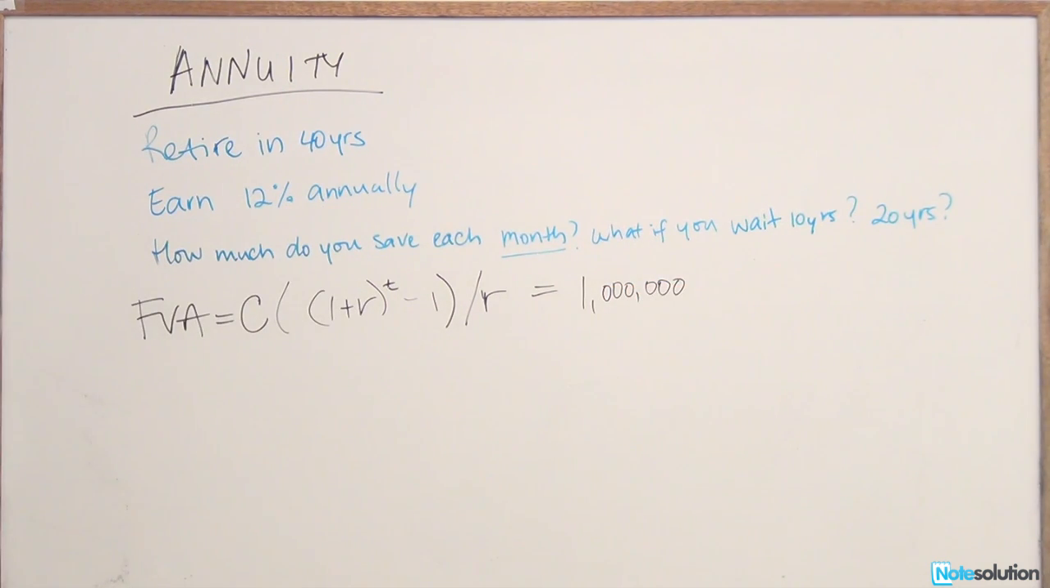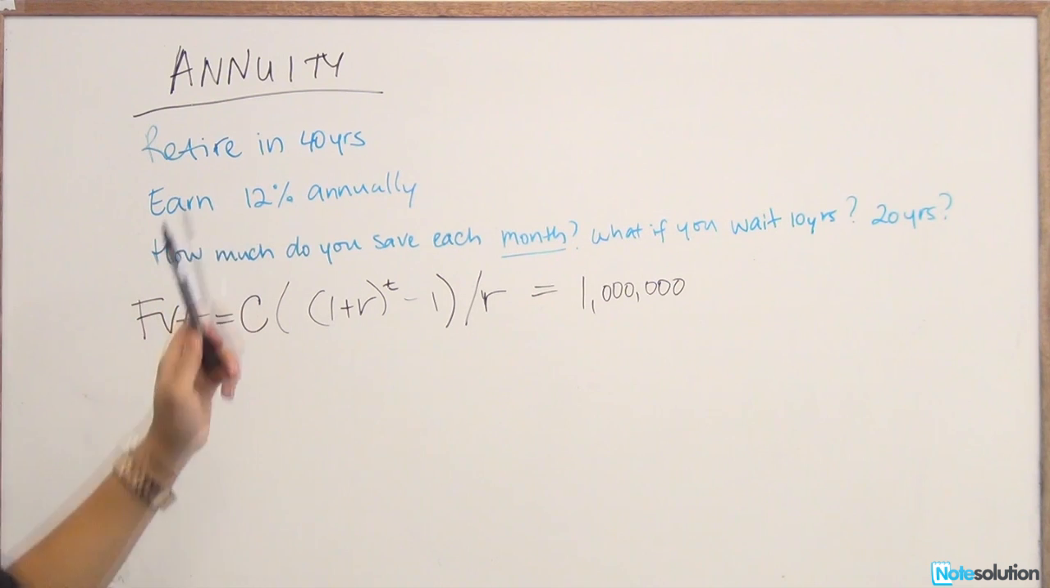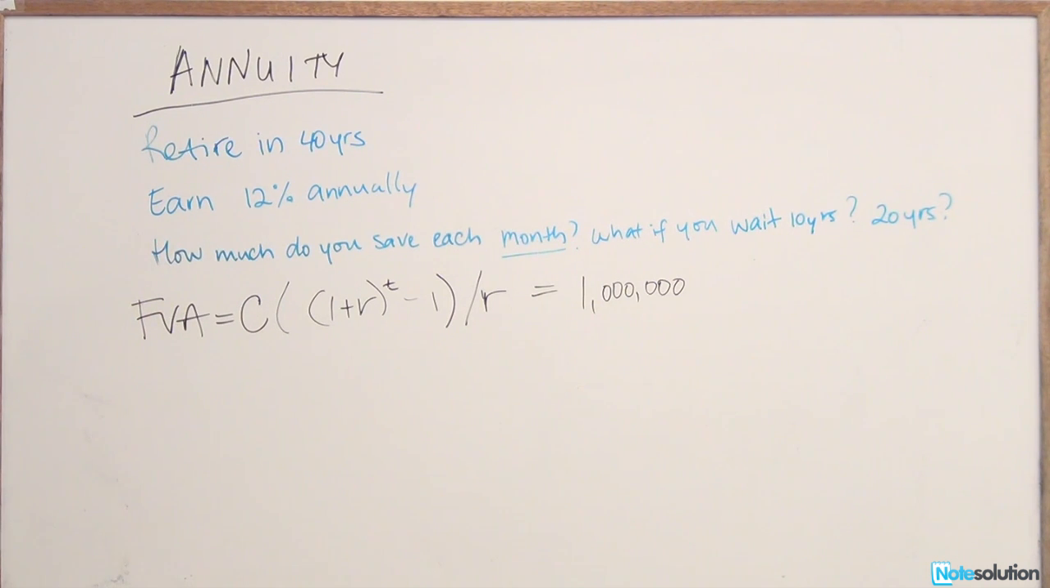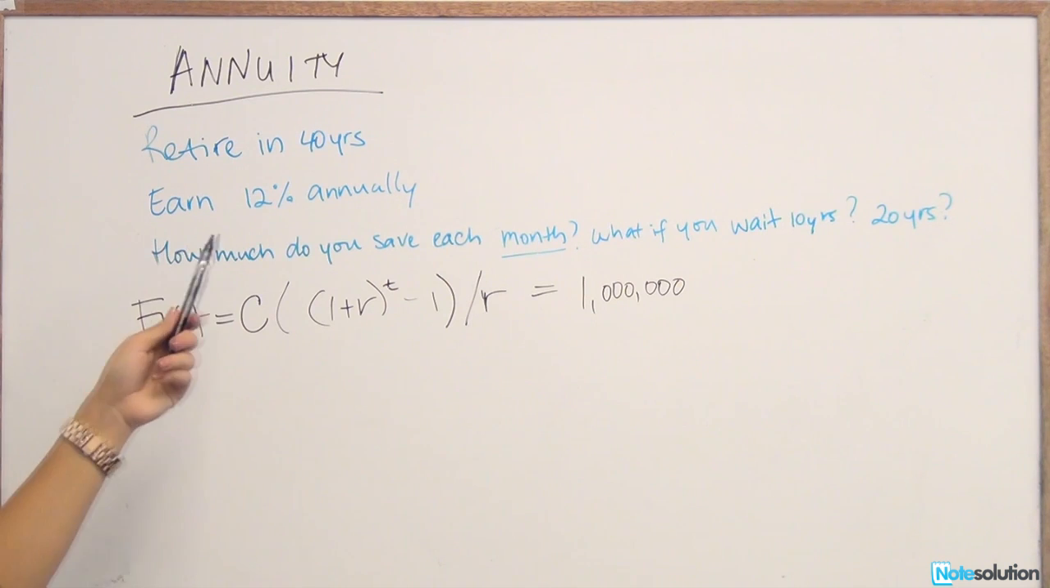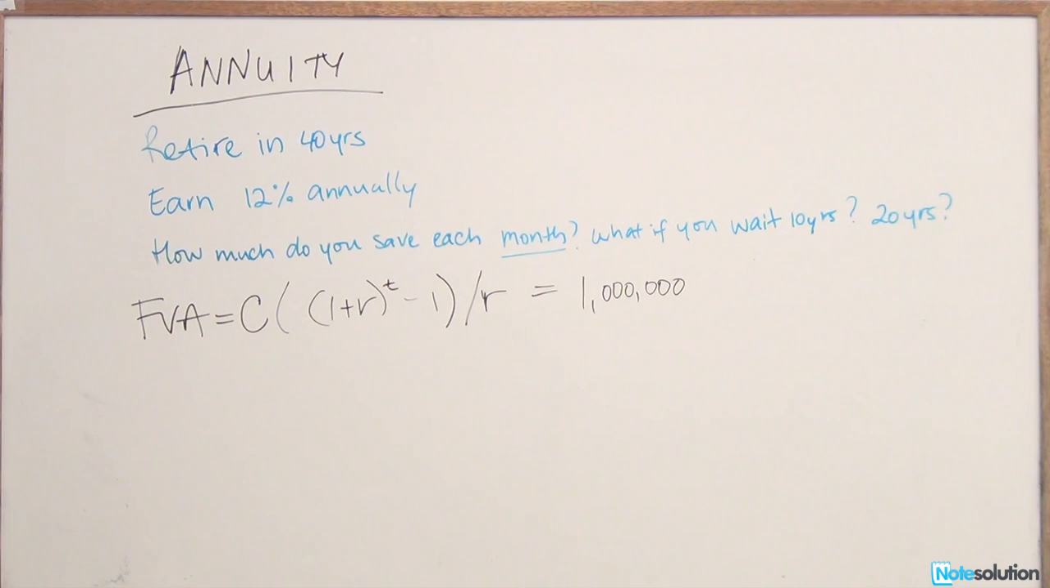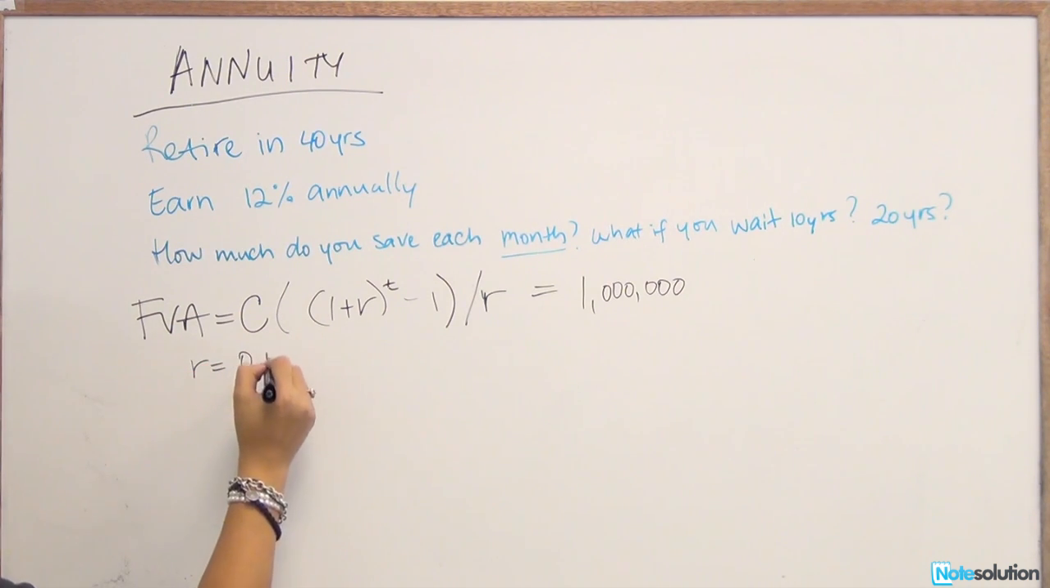Now the question asks you to calculate how much you have to save each month, but you know that the rate is 12% on an annual basis, so you have to bring these terms into the same line. So really you're not earning 12% annually. You want to bring that to your monthly terms. So you have your R, and you want to divide that by 12 because you have 12 months in 1 year.